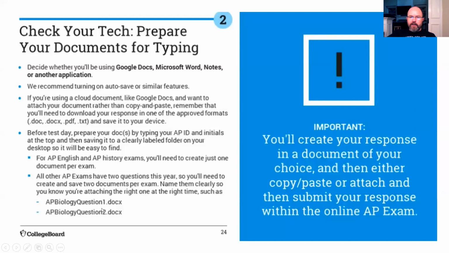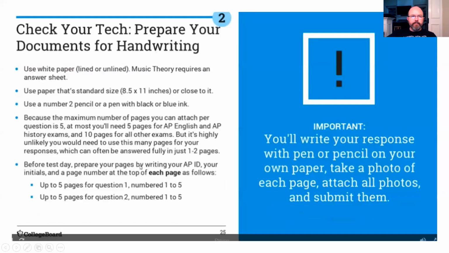You'll create your response in a document of your choice, and then you can copy and paste or attach it and submit your response within the online exam. Prepare your documents for handwriting. If you're using paper, white paper, lined or unlined. If you're doing music theory, you have an answer sheet. Use paper that's standard 8.5 by 11 or close to it.